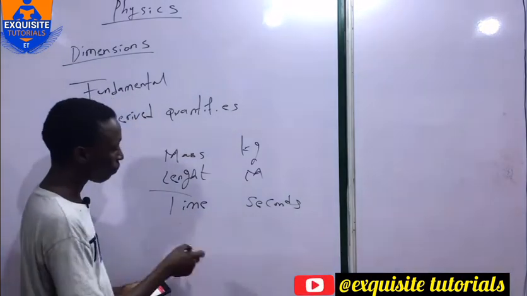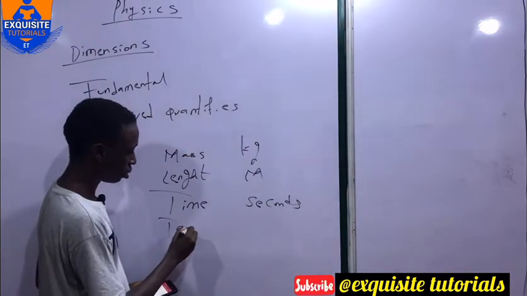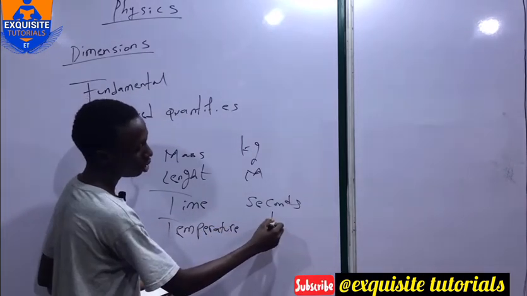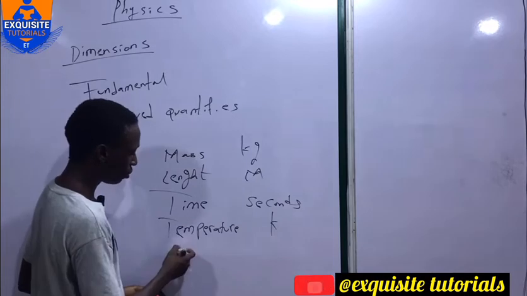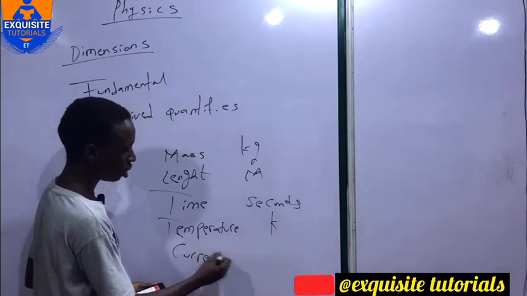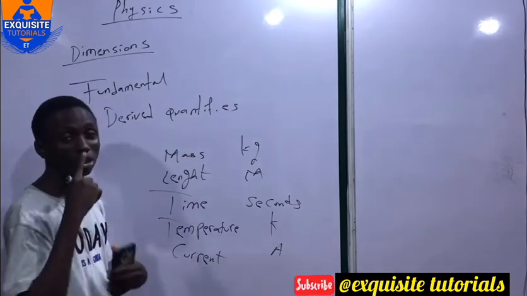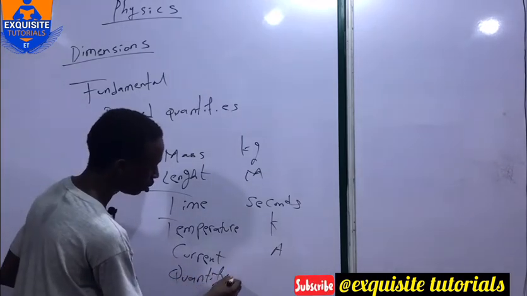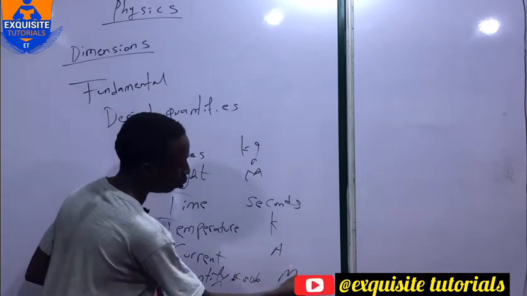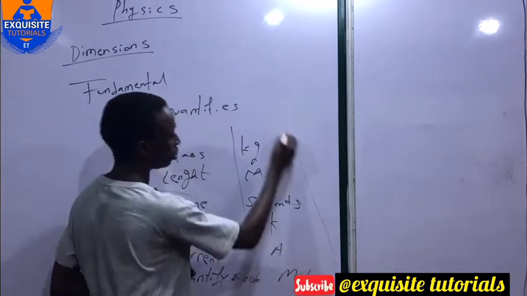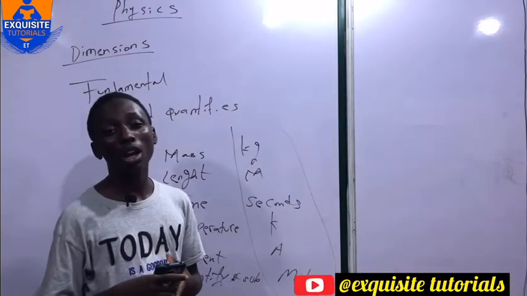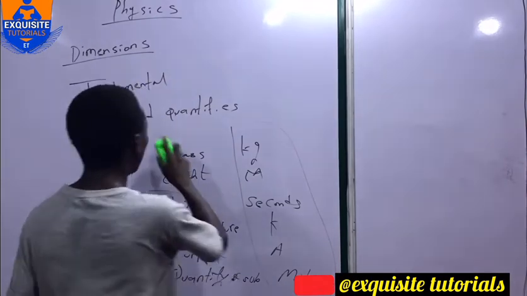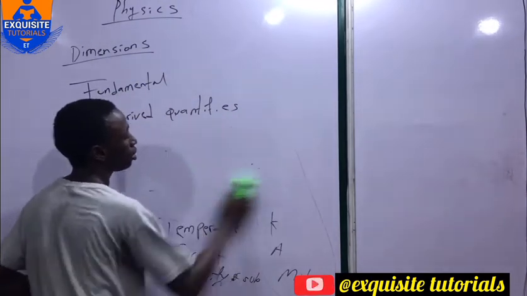We can have temperature in Kelvin, and we can have current in ampere, and we can also have quantity of a substance in mole. So these are some of the basic fundamental quantities. Another one is luminous intensity in candela. Okay, after talking about that, next we'll talk about derived quantities.